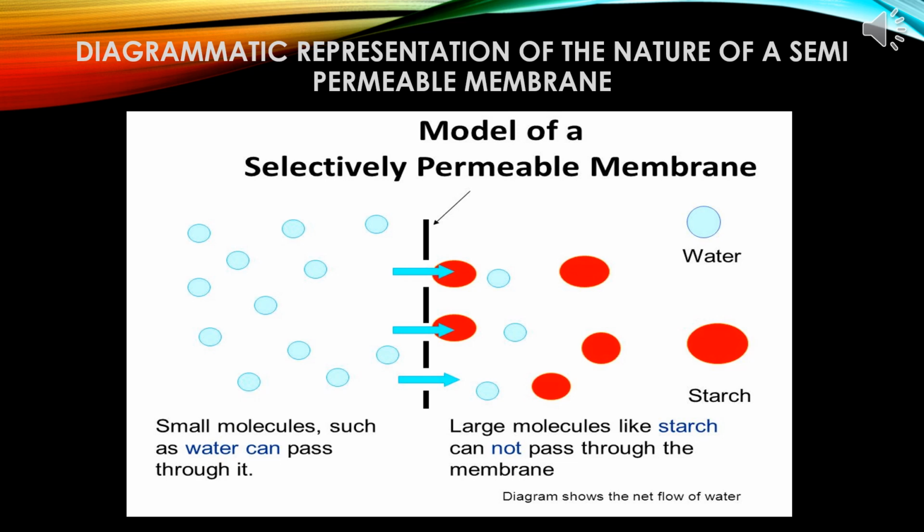So the red molecules and the blue molecules, blue indicates the water, and the other molecules given here, they are the bigger molecules. Those bigger molecules cannot pass through. That is why it is called semi-permeable. It allows only certain materials to pass through.